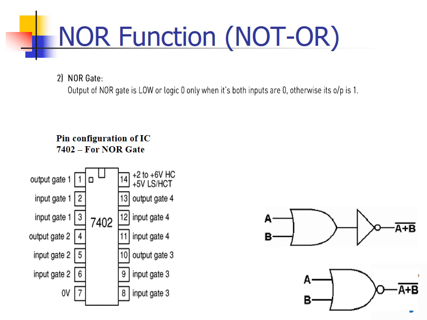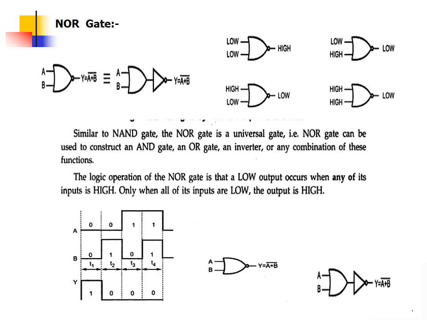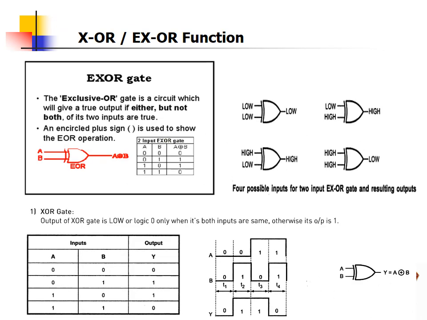It is also a 14-pin IC. Pin number 7 is always ground and pin number 14 is always VCC. Symbolically, the equivalent circuit of the NOR gate is an OR gate followed by negation. It has the same function. Similar to the NAND gate, the NOR gate is also a universal gate. It can be used to construct the AND gate, OR gate, inverter, or any combination of these functions. The logic operation of the NOR gate is that the output is high only when all the inputs are low. So this is all about the NOR gate.